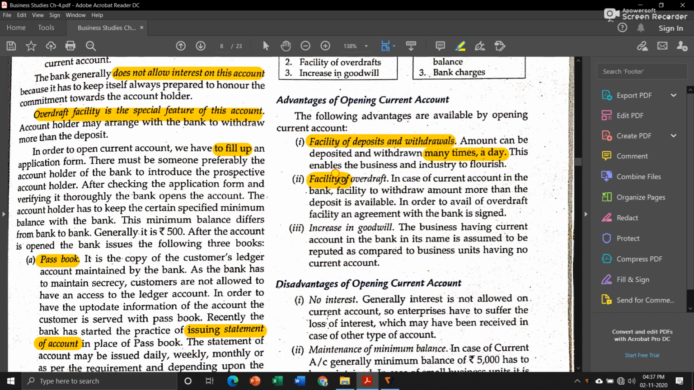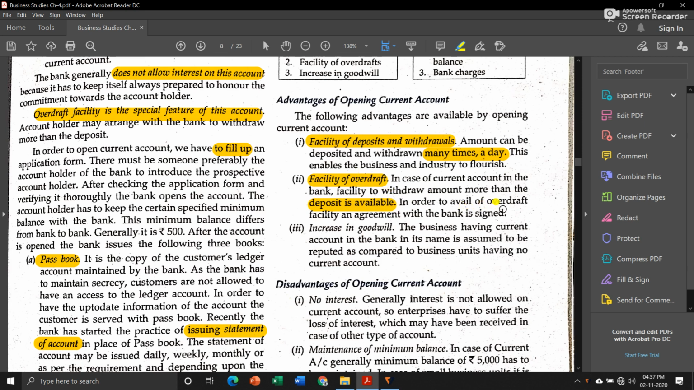Then next is the facility of overdraft. This facility is also not allowed in any other types of account but only in a current account. In case of a current account in the bank, the facility to withdraw an amount more than the deposit is available. If you have a deposit of only rupees 10,000 and you want to withdraw 20,000, then with the help of this overdraft facility you can do that.